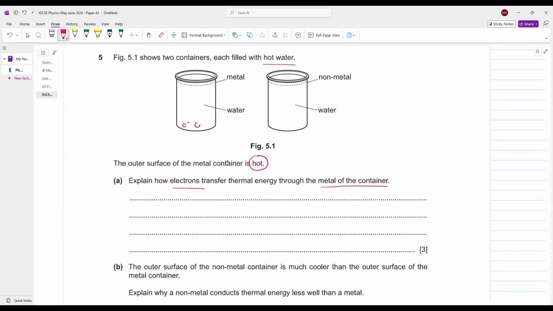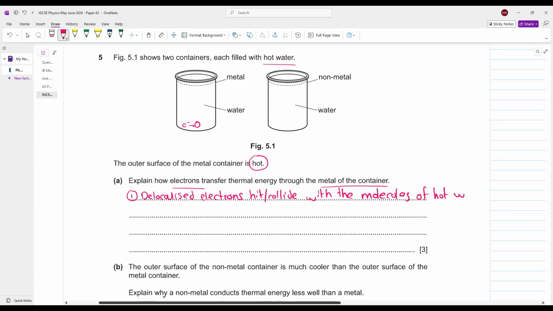Electrons hit with hot molecules. Electrons, or delocalized electrons, a better word, collide with the molecules of hot water and gain energy. What will be your second key point?